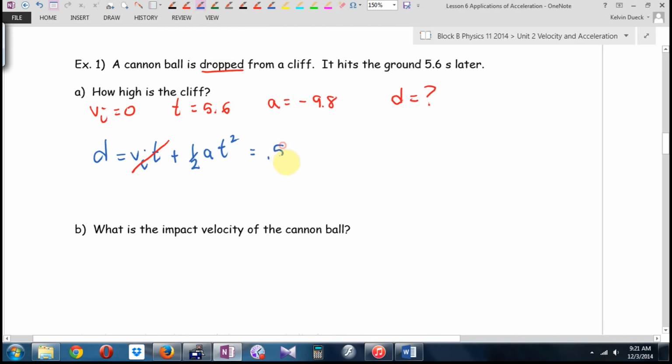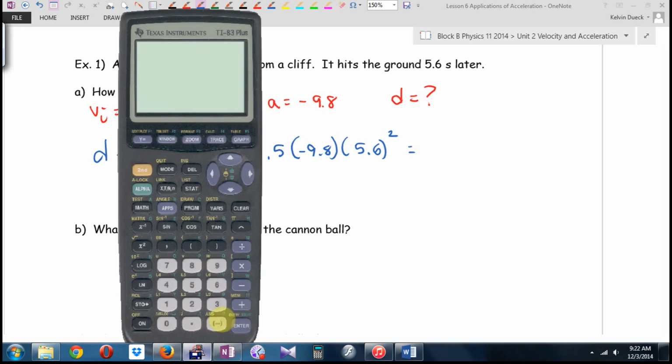It's going to be 0.5 times negative 9.8 times 5.6 squared. What do you get? You get negative 153.664. Okay. By the way, how many sig figs? I see that 5.6 has 2 sig figs. I'm going to go negative 150. I'll go to 2 sig figs.